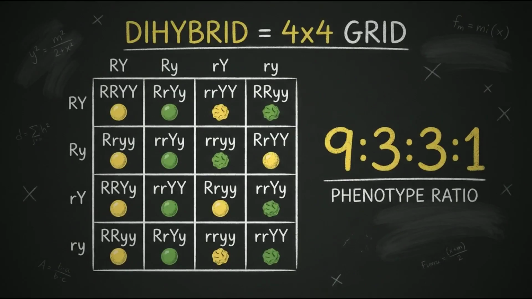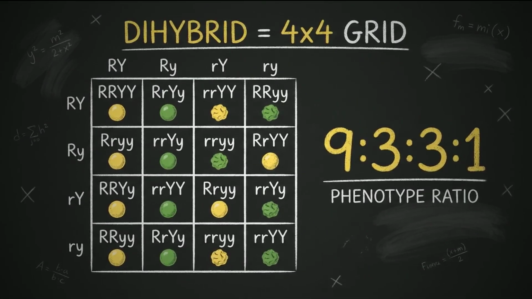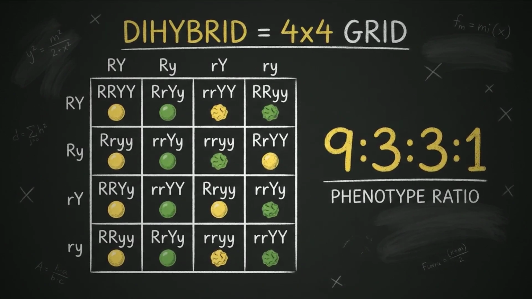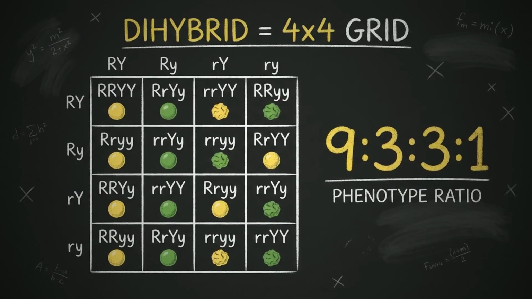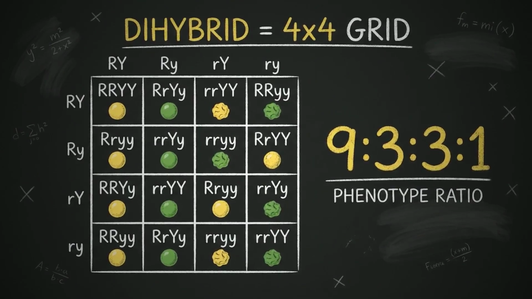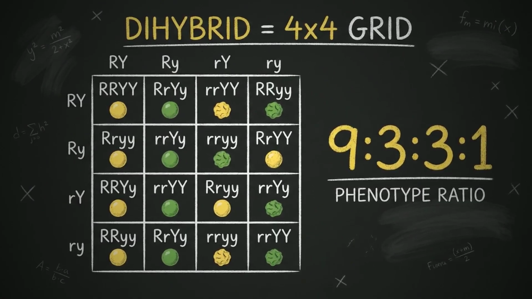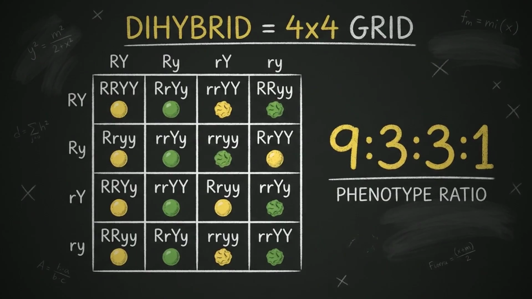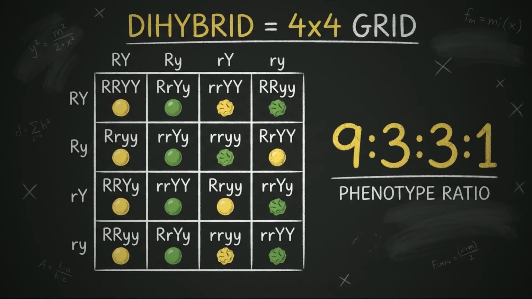For the dihybrid cross, where you track 2 traits at once, you draw a 4x4 grid with 16 boxes. 2 double heterozygous parents give a phenotype ratio of 9 to 3 to 3 to 1. 9 shows both dominant traits, 3 shows only the first, 3 shows only the second, and 1 shows both recessive. That 9-3-3-1 ratio is the signature of a dihybrid cross.